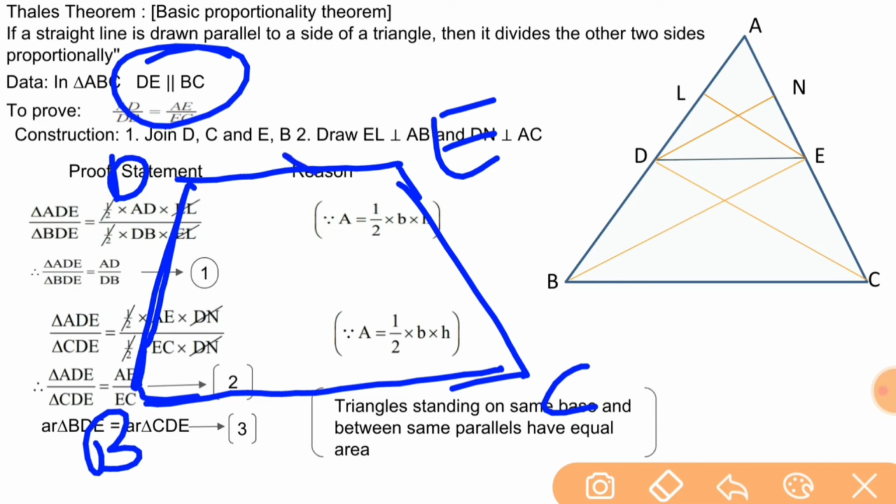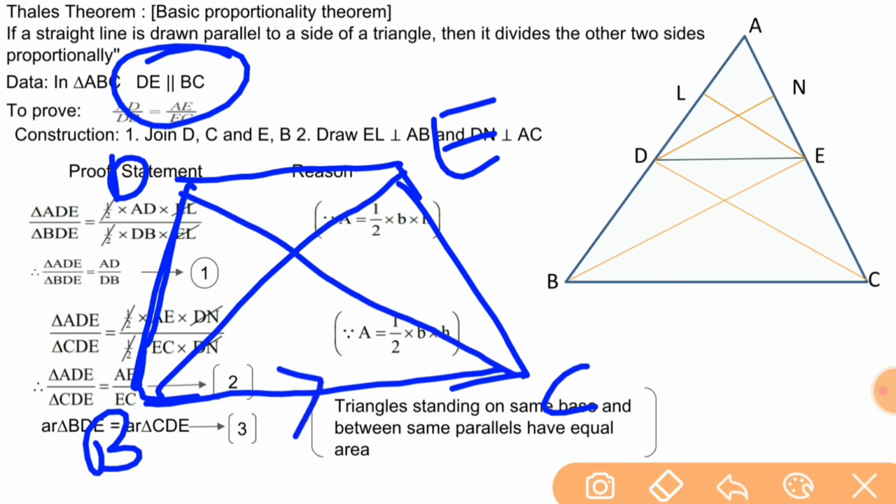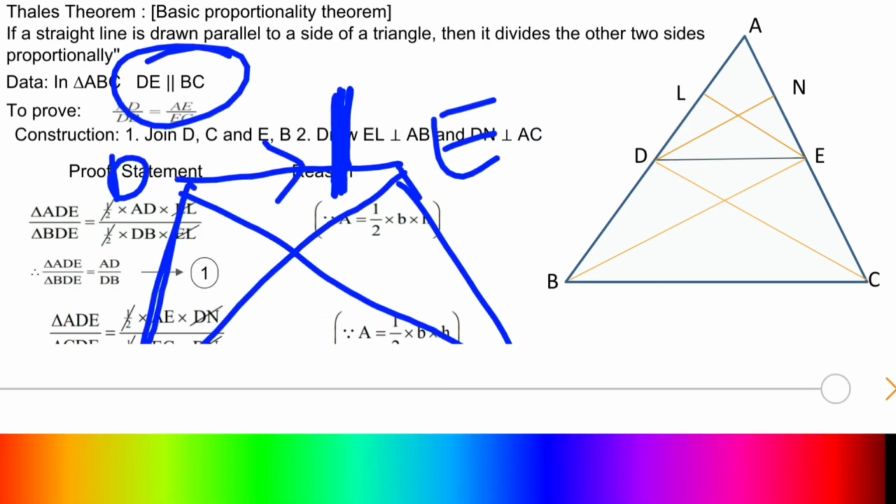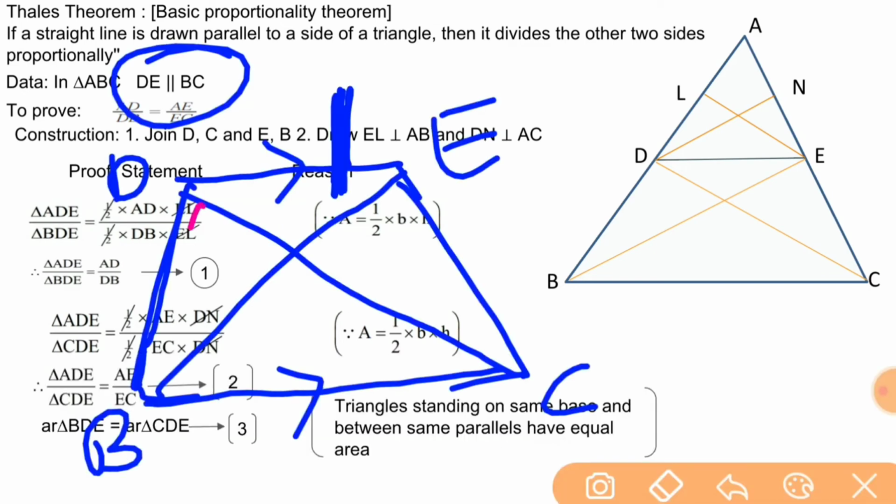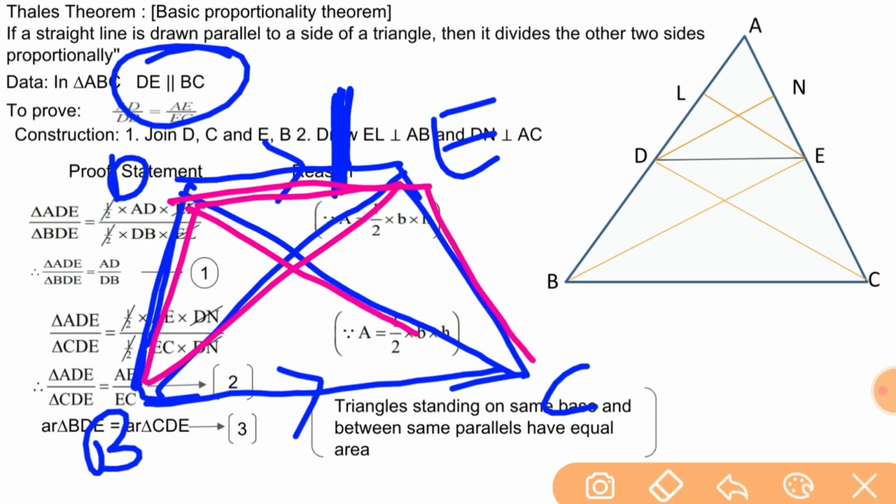DE is parallel to BC. Then what we have done? After that we have joined BE and DC. Can you observe that this is parallel to this line and DE is a common base? Try to understand, DE is a common base and there are two triangles. Which two triangles? BDE is one triangle, CDE is one triangle.